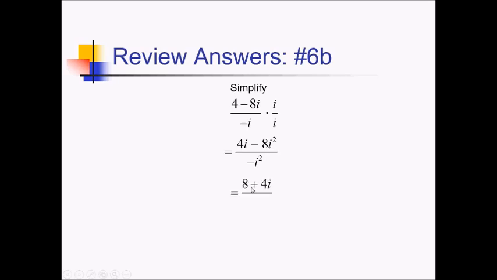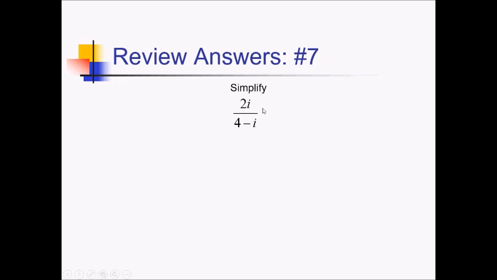I'll just write the real number first. Might as well do it now. And then down here, we have negative 1, which is really positive 1. And of course, there's no reason to leave something with a divided by 1. That's just silly. So this is going to be 8 plus 4i fully simplified.